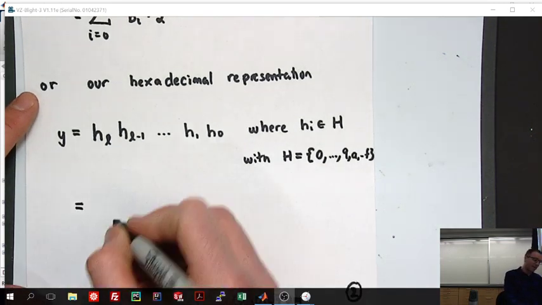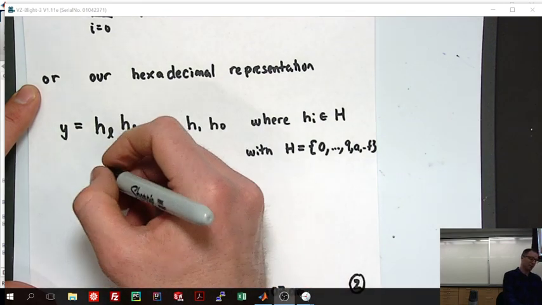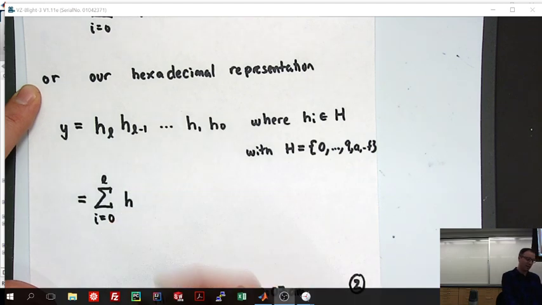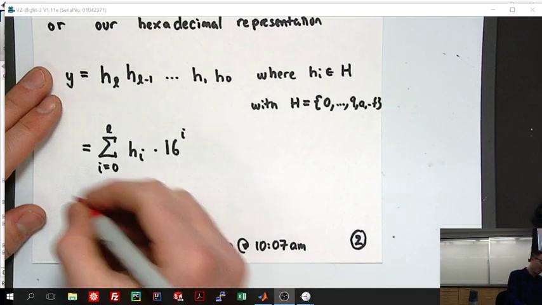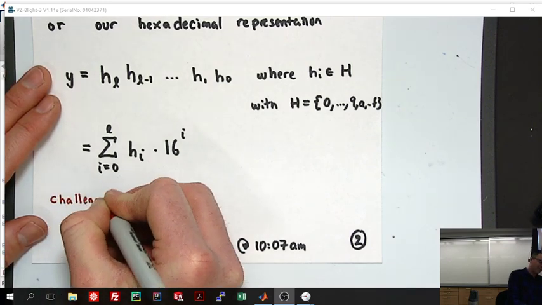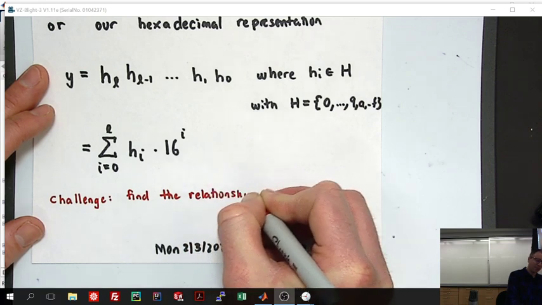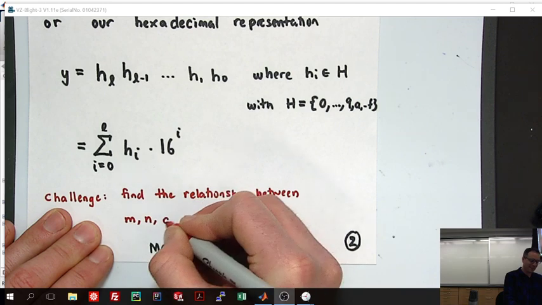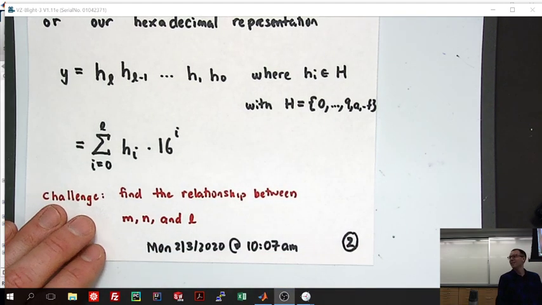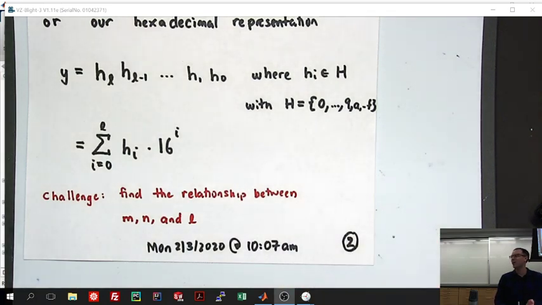And the corresponding base 10 summand, someone give me that one? I goes from 1 to L of H sub I times 16 to the I. I have not written this in your lab 3, but I'm highly excited about this problem. Find the relationship between, any guesses what I'm about to say? How many decimal digits are required to encode m plus 1 binary digits, vice versa? Same question between decimal and hexadecimal, same question between hexadecimal and binary, right?